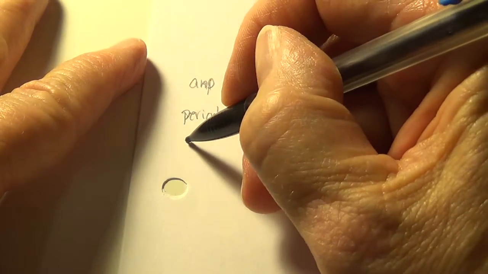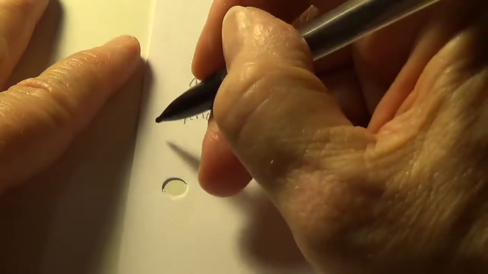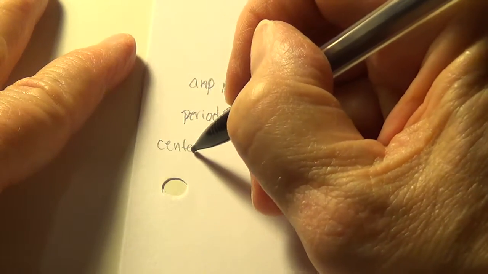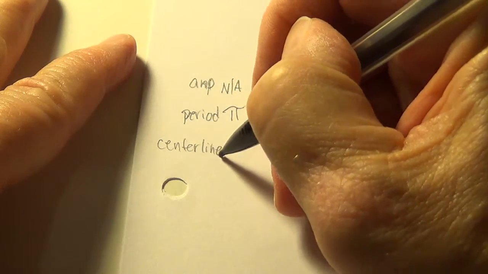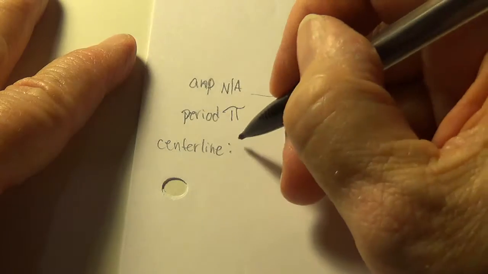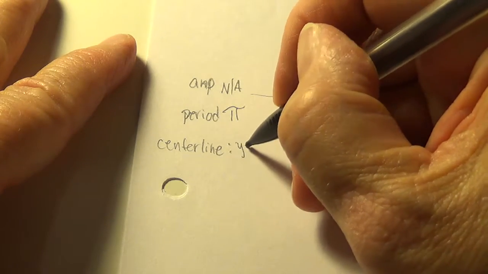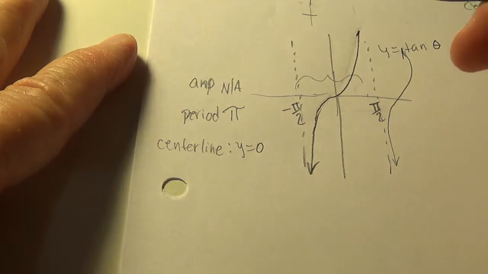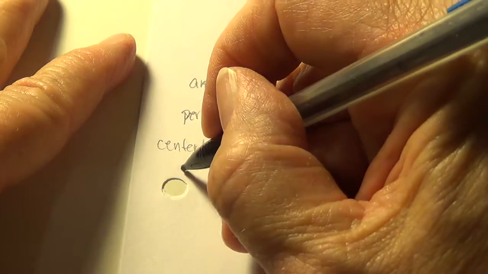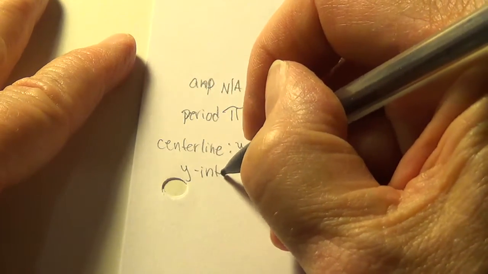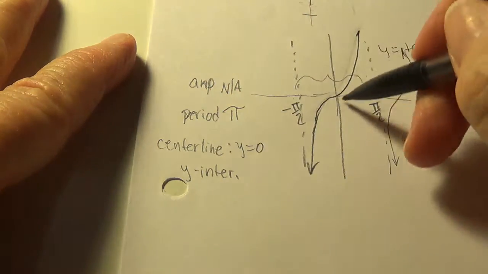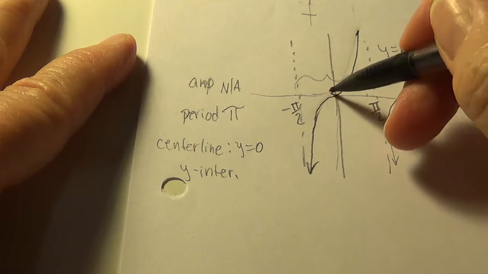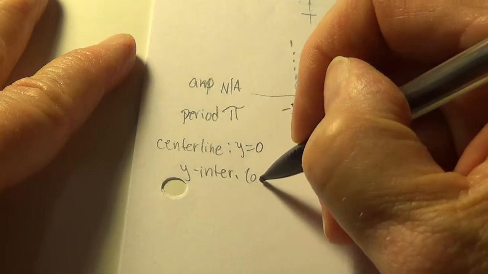Center line is what horizontal line cuts it in half. Again, the x-axis, y equals 0. What's the y-intercept? It's where it crosses over the y-axis, 0, 0.